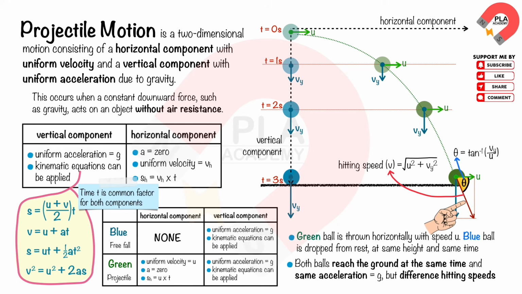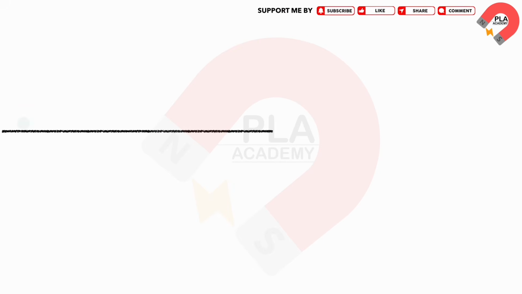in the vertical component. When a ball is thrown from the ground with a speed u at an angle of elevation theta, where air resistance is negligible, the ball travels along the curved projectile path, as shown.